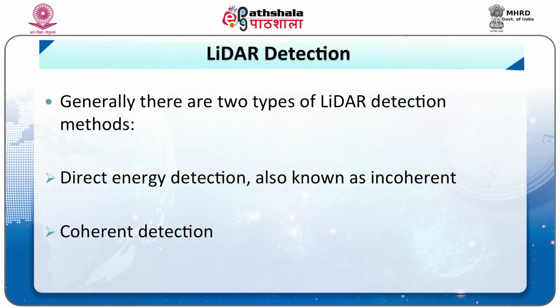Generally, there are two types of LIDAR detection methods. The very first is direct energy detection, also known as incoherent detection, and the other is coherent detection.